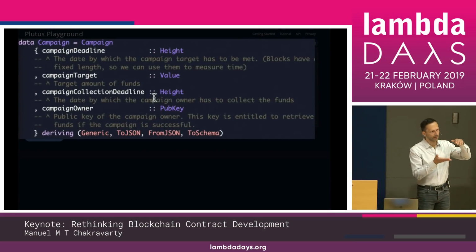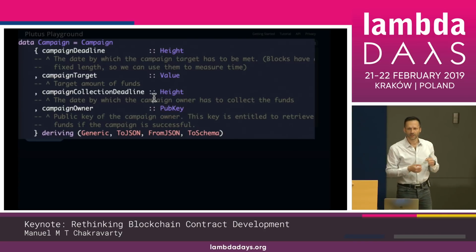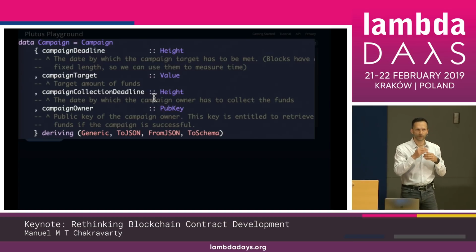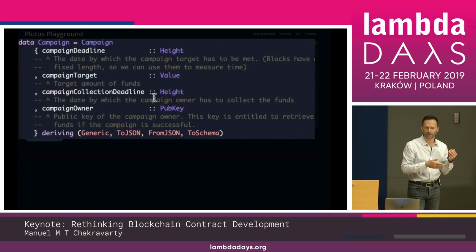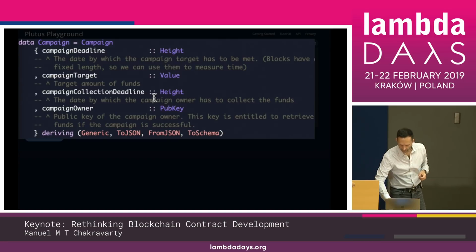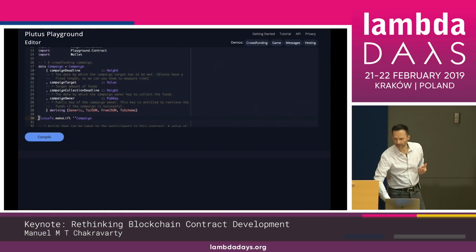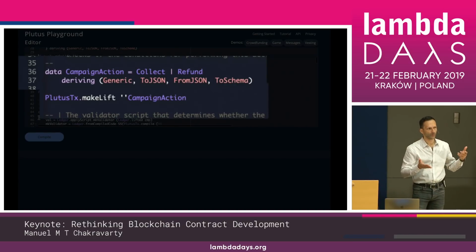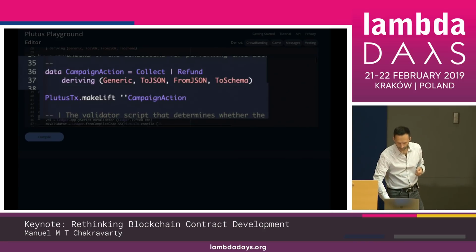So here this is the code of which you've already seen a snippet on previous slides. That's a data structure which describes the campaign. It's just a record which specifies the various parameters. So what's the deadline, when have the funds to be collected, what's the target, so the goal of the crowdfunding campaign. Just normal Haskell code. Then further down, the two actions which we can perform in this contract is either contributing or getting refund or collection.